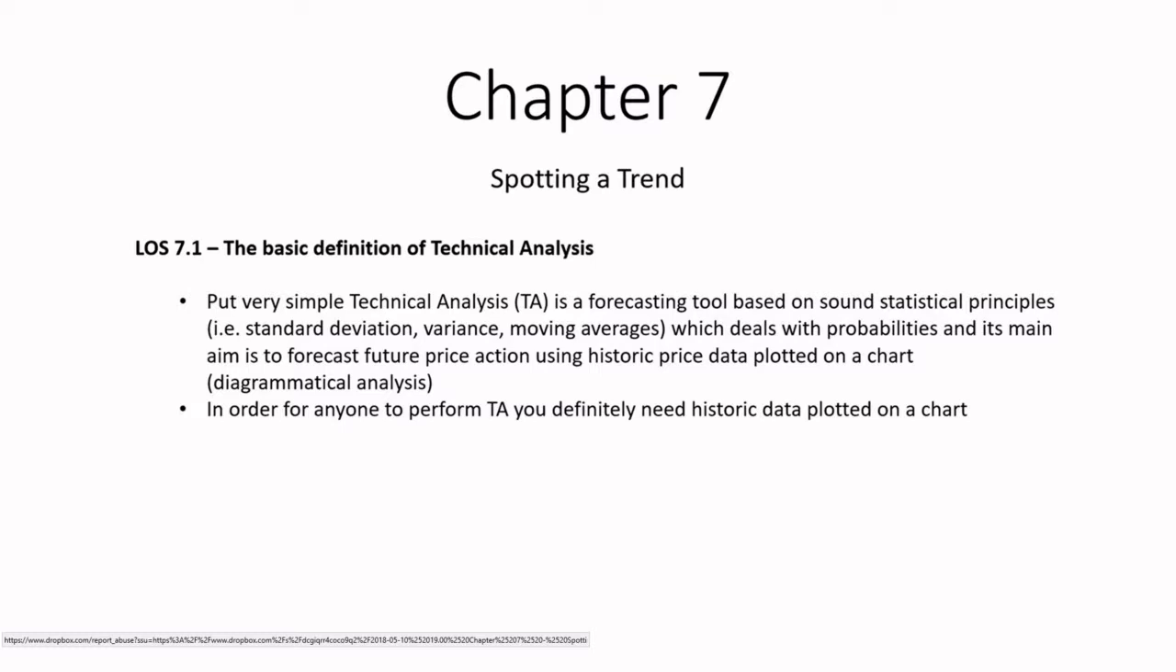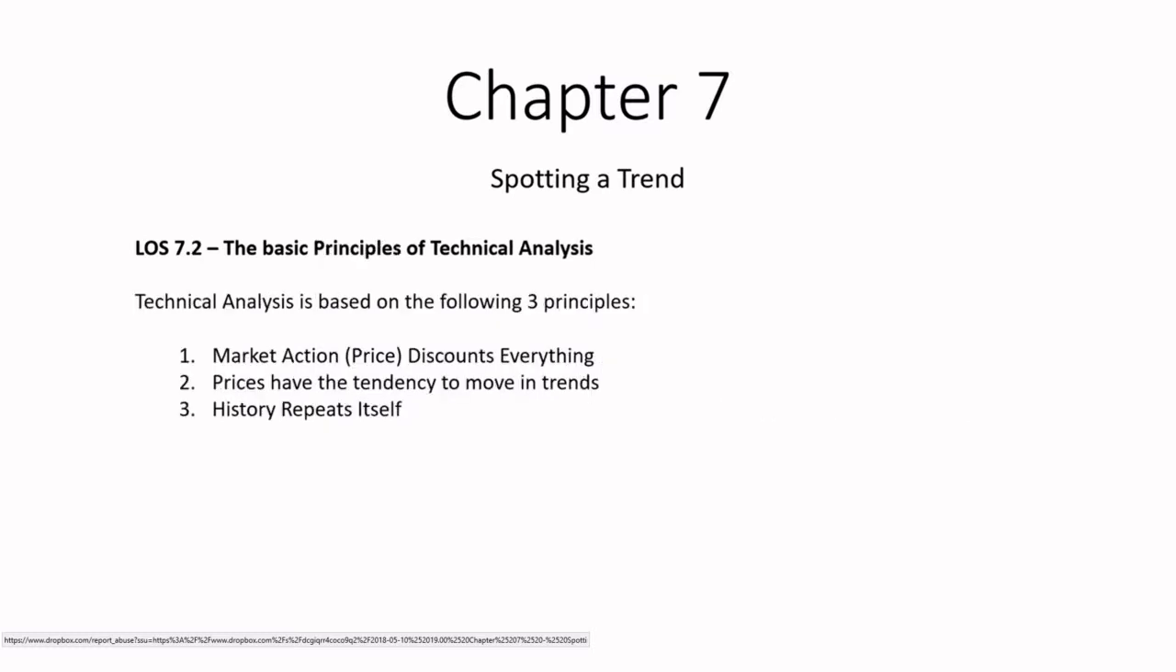Technical analysis is based on three basic principles. Number one, market action, price, discounts everything. What does this mean very simply? It means that the price that you see takes into account all known and unknown information, and we will enter into more detail in a few seconds. Principle number two, prices have the tendency to move in trends. And principle number three, history repeats itself. Let's see them now one by one.